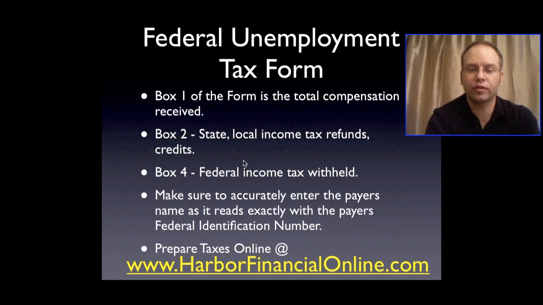I'm going to do a quick overview of the form, and then we're going to go to the form. Box 1 is the total compensation received. Box 2 is the state, local income tax refunds and credits. Box 4 is the federal income tax withheld. And those are the main boxes that you need to be careful on, those amounts. And let's go to that real quick right now.